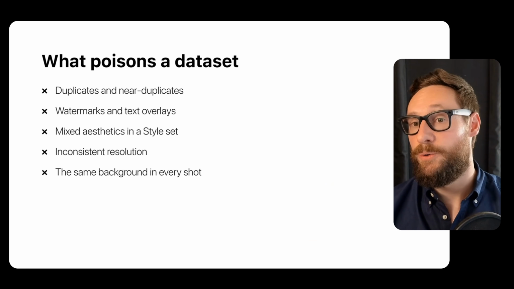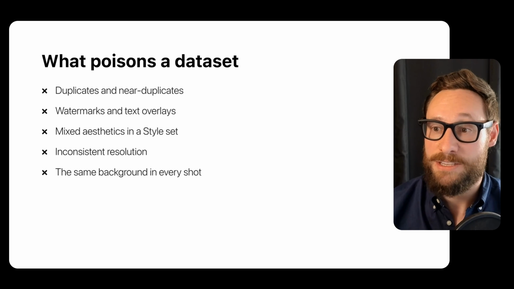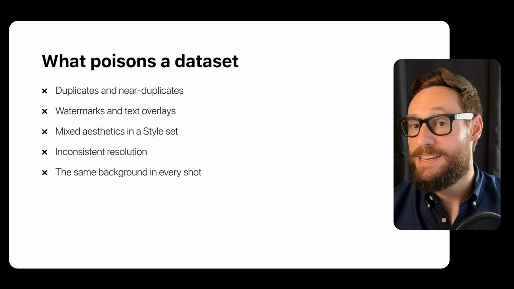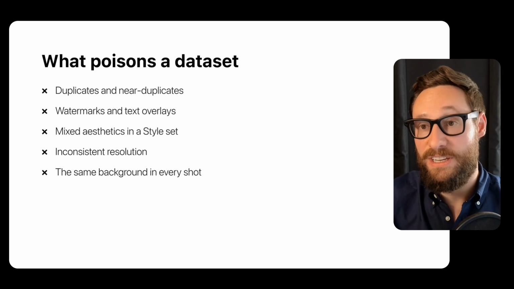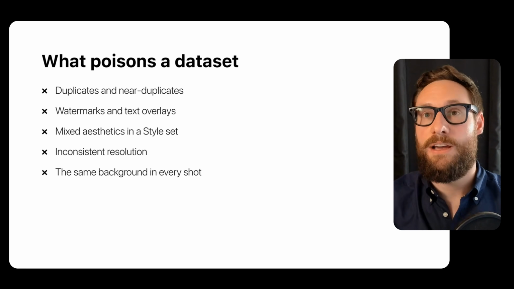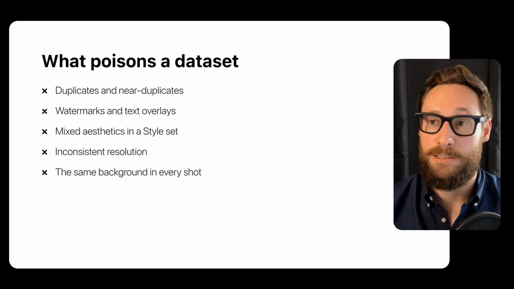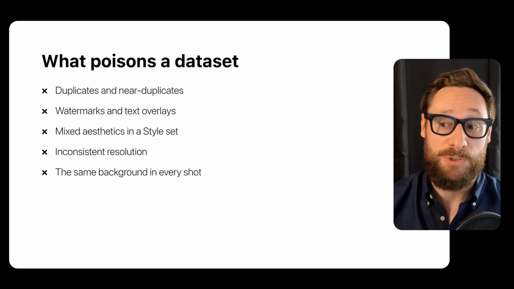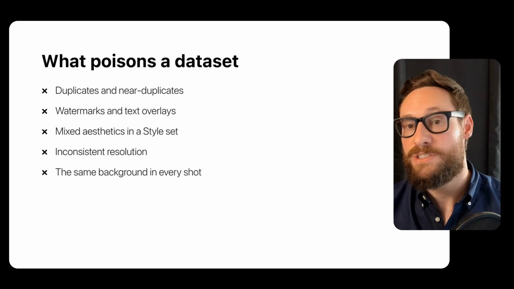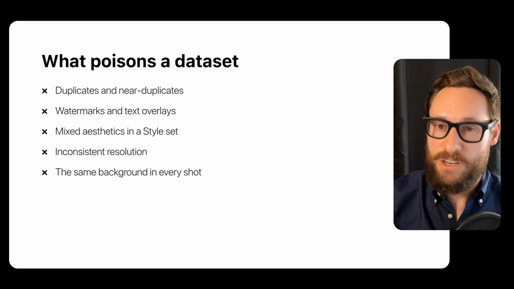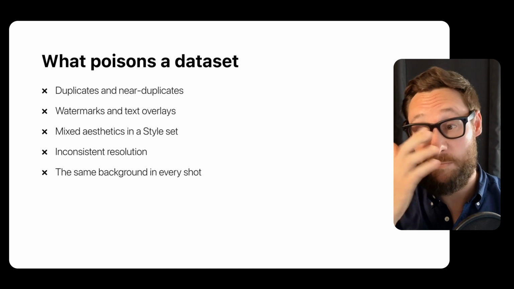Duplicates or near duplicates, any watermarks or text overlays, they'll cause some problems. Any mixed aesthetics in a style set, you want that style to be consistent, because if you get a few anomalies or outliers, there is a chance that when you're generating, that will be pushed forward in that generation, which isn't what you want. You want nice consistent results. Inconsistent resolution. If some of them are really low resolution screenshots and some of them are high quality 2K, 4K images, it'll have a few little problems.